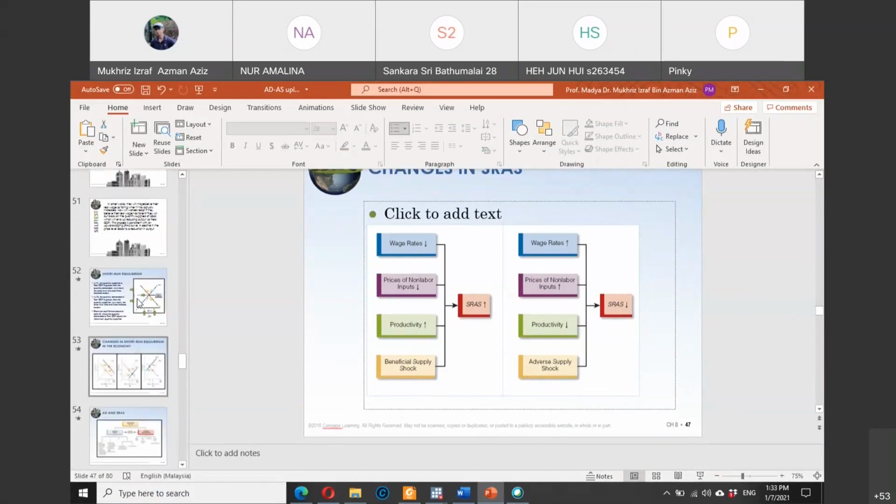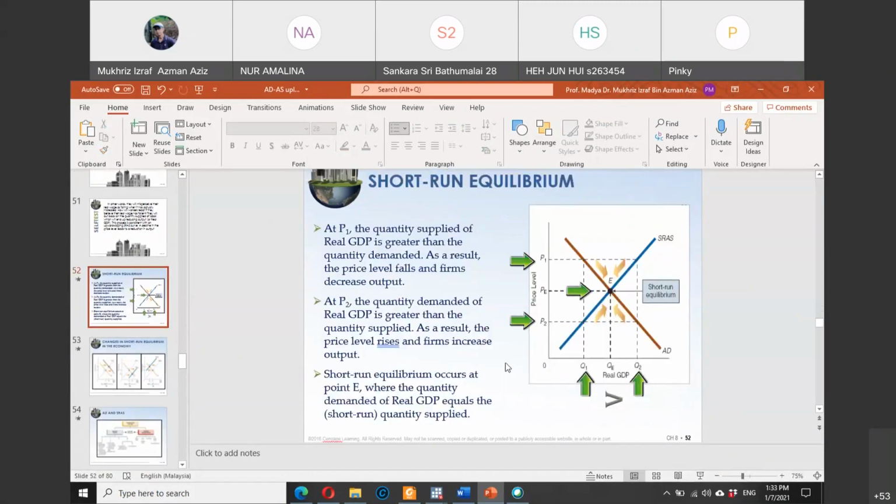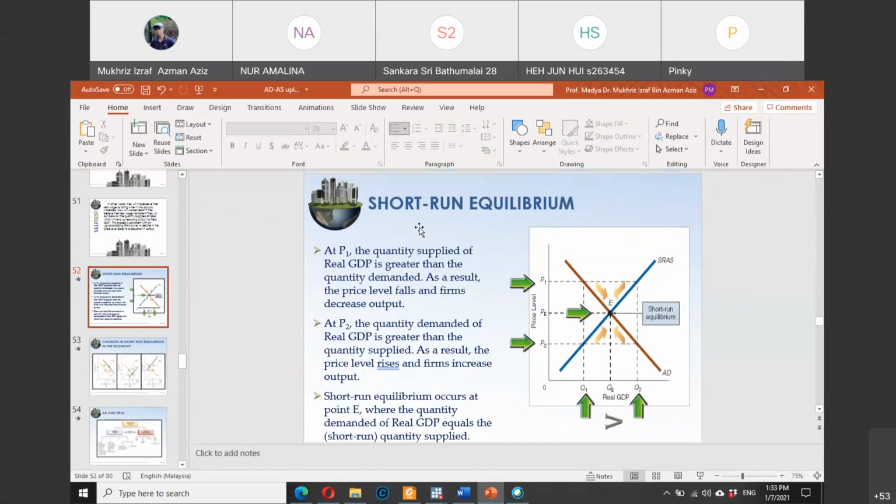And then we are going straight to this equilibrium. First we are talking about short run equilibrium. Why short run? Because in the short run you are only looking at the short run supply curve. Remember, for aggregate demand there is no short run or long run aggregate demand, just one AD curve. Which is the short run aggregate supply.